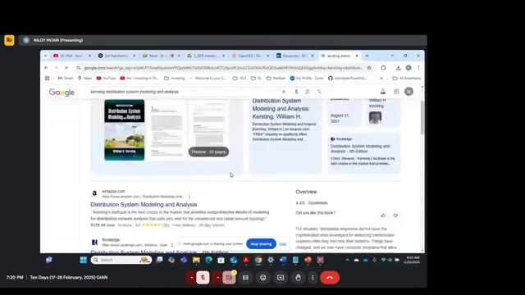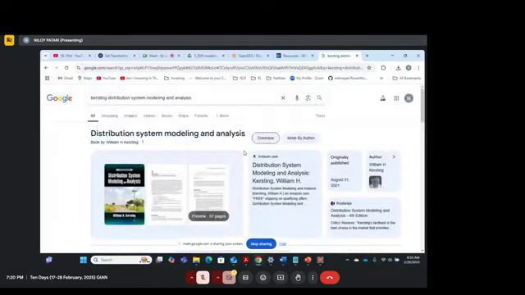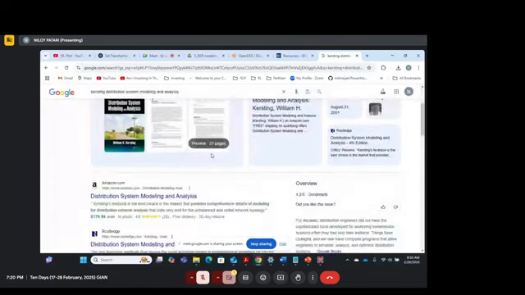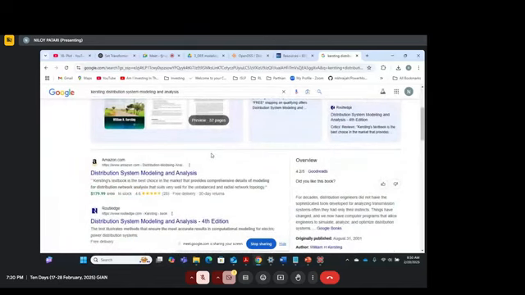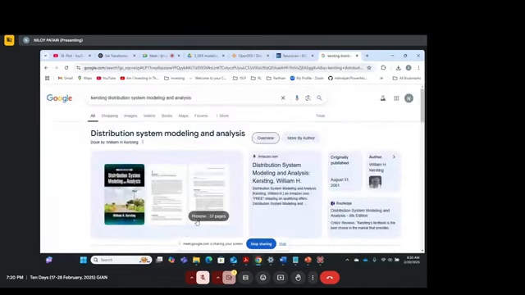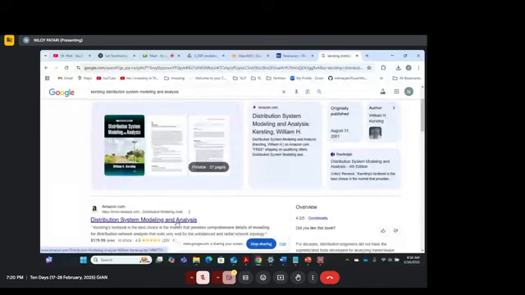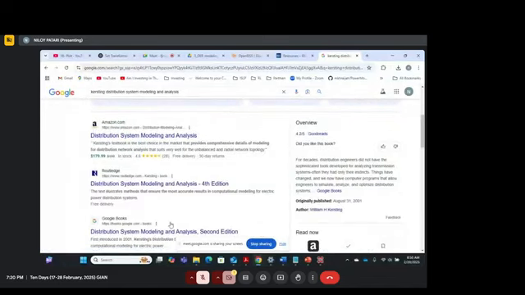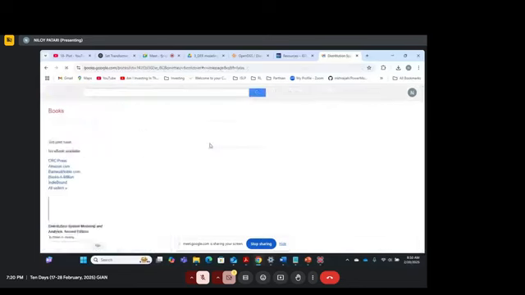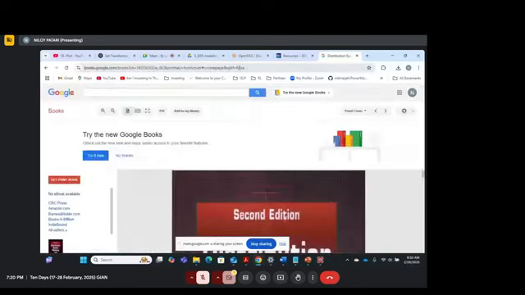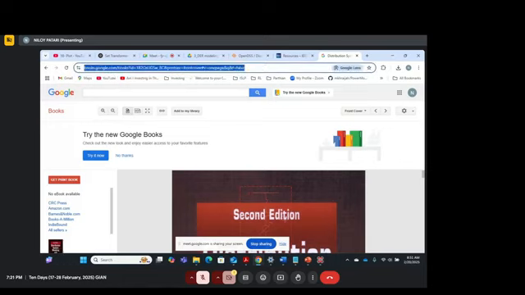So basically, if you are working on distribution systems, you should definitely follow this book, which is Kersting's book. Put this in the chat.